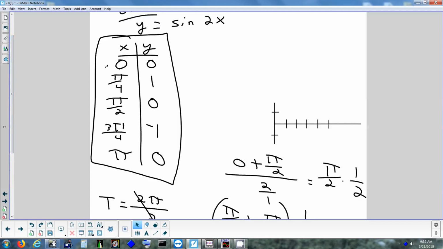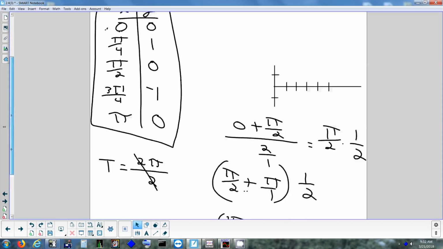Okay, so you can still look for a pattern, just like everything else, if that helps you. Questions on the table? All right. These are nicely spaced: 0, 45, 90, 135, 180. We have a mark every 45 degrees. Okay, so use those to label your axis.